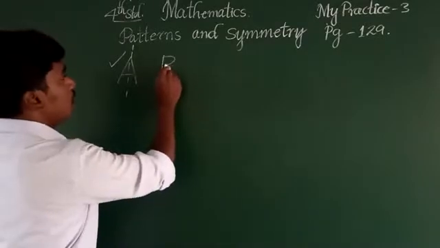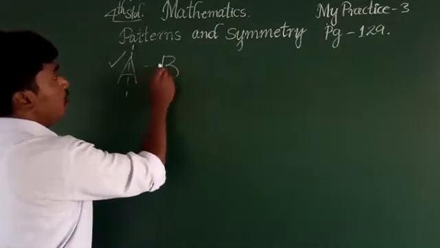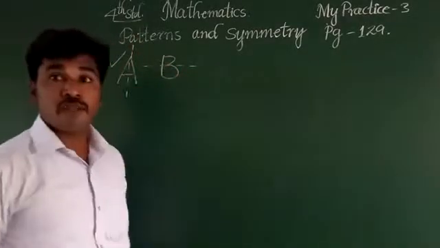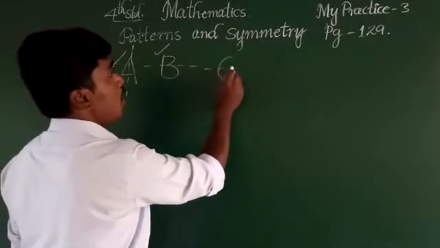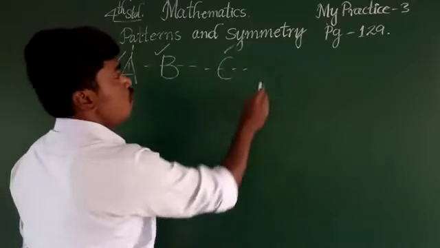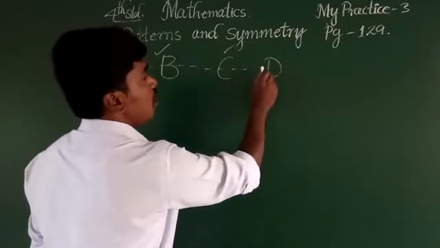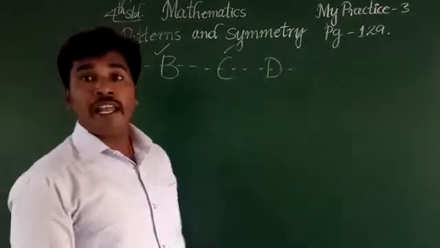B. Observe, dear children, B also has one line of symmetry. C also has one line of symmetry like this. D also has one line of symmetry.